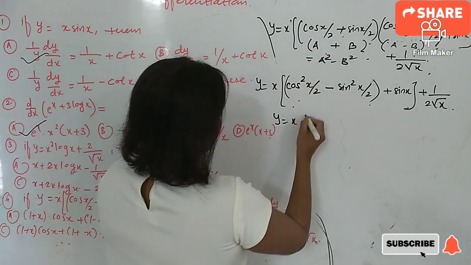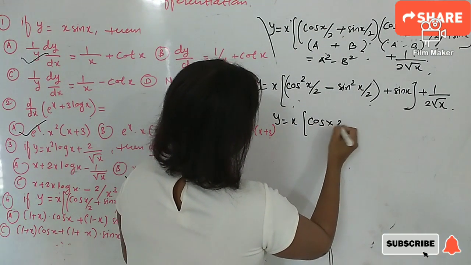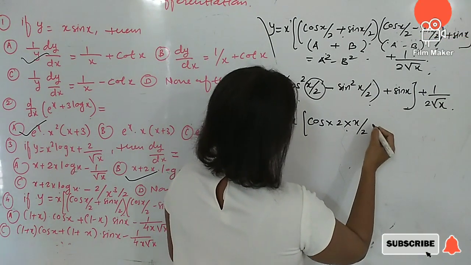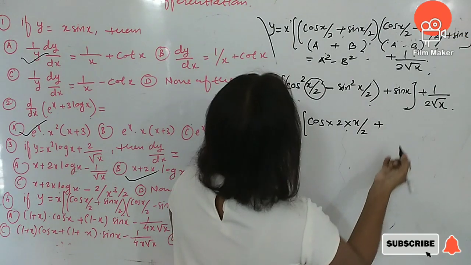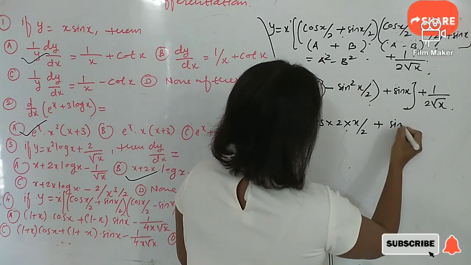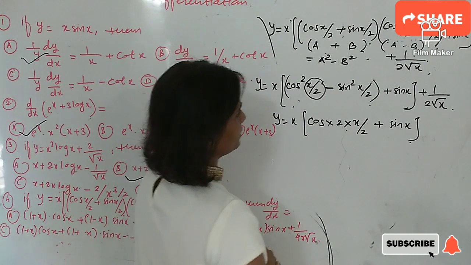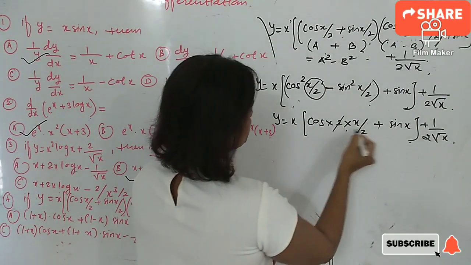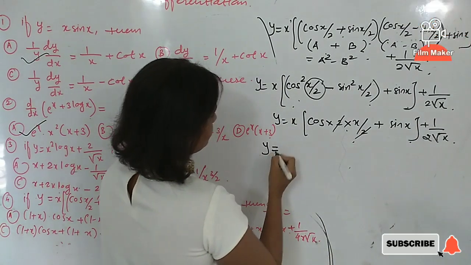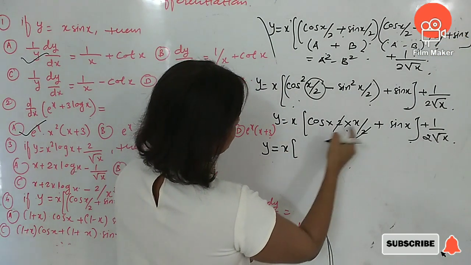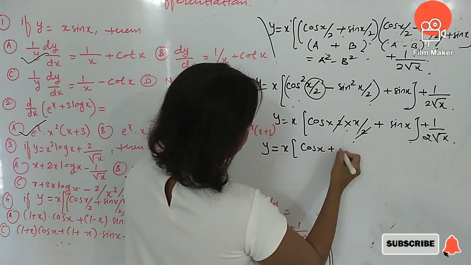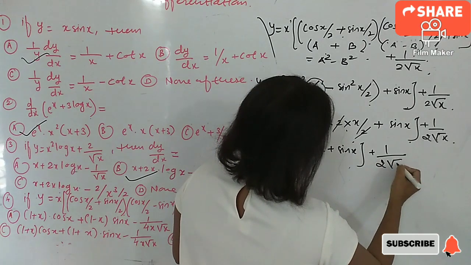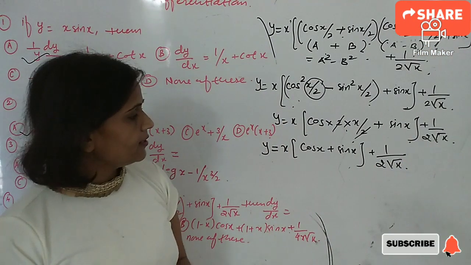So y is equal to x into cos 2 theta. And what is the theta here? Theta is x by 2. Okay. And plus sin x inside of the square bracket plus 1 upon 2 root x. Okay. So this 2 gets cancelled and finally I get y is equal to x [cos x plus sin x] plus 1 upon 2 root x. Okay. So this is the simplified function.